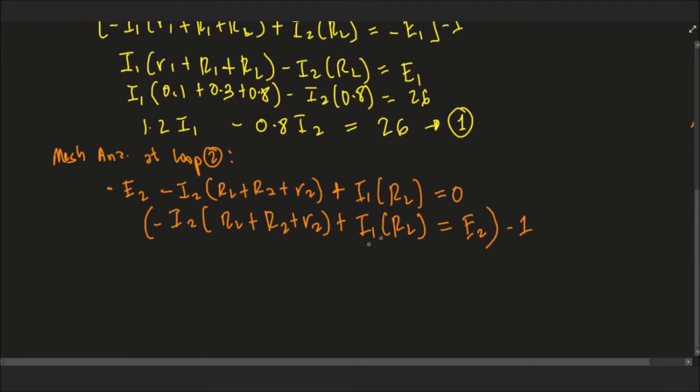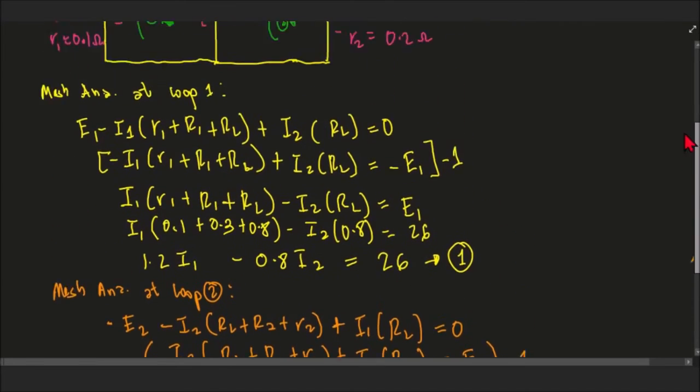So we have, let's write first our I1. So negative I1 times RL plus I sub 2 times (RL plus R2) is equal to negative E sub 2. Then we will put the values that are given. So for RL, that will be 0.8.